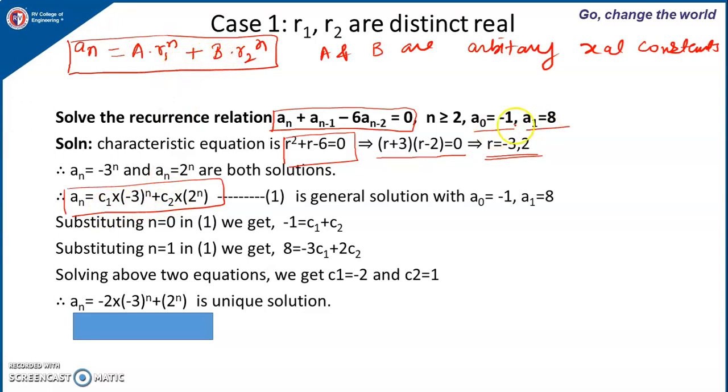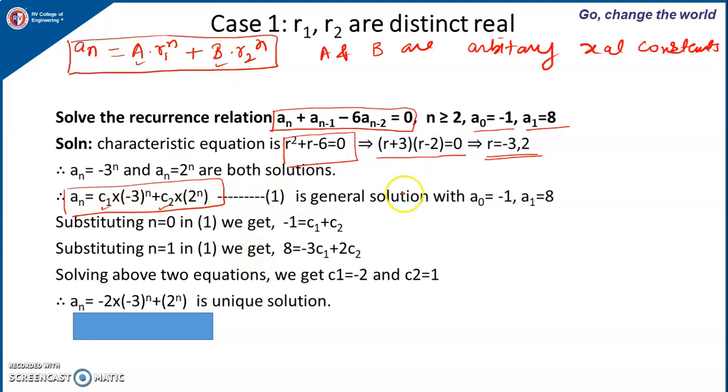If the initial conditions are not given, then we leave it as it is and this will be the answer. If the initial conditions are given, the next step is to find the values of c1 and c2, or a and b. So how will we find them? Suppose this is equation 1.